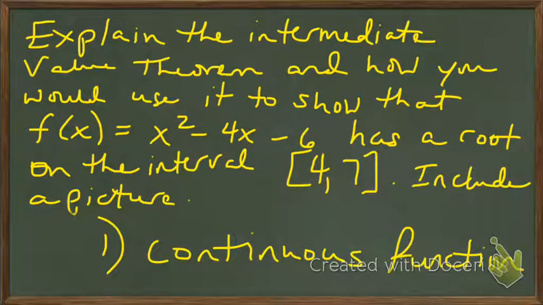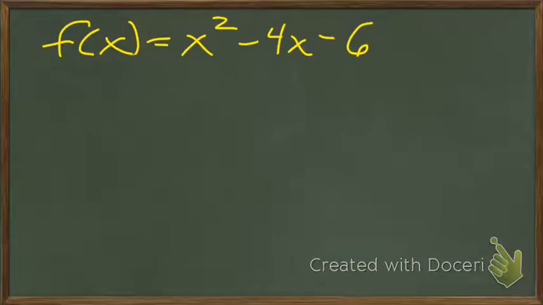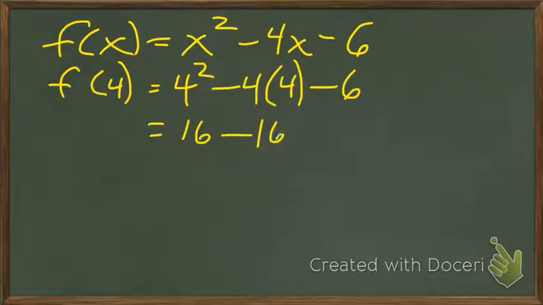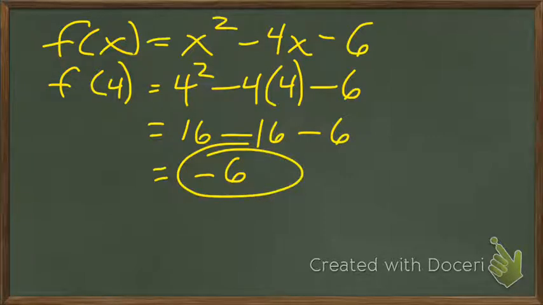Next, let's check out f of 4 and f of 7. For f of 4, we plug in. That's 16, take away 16, take away 6. We've got negative 6, good to know. Let's check out f of 7.